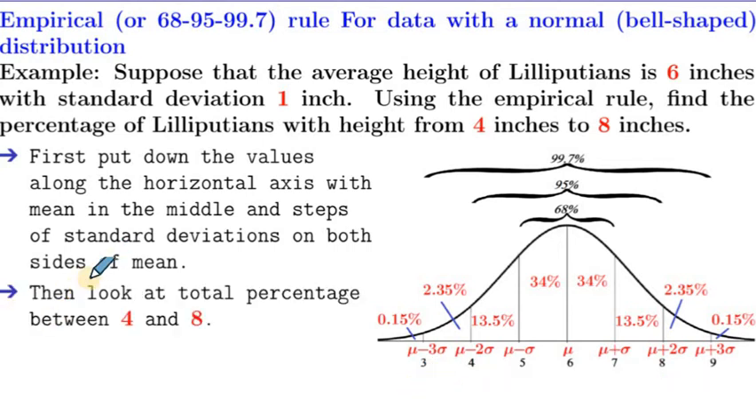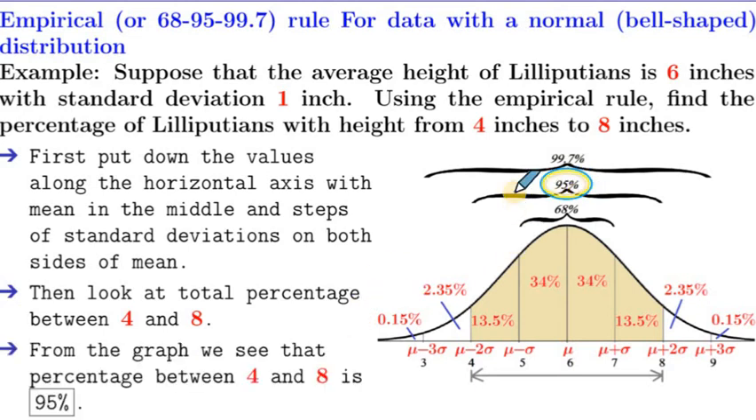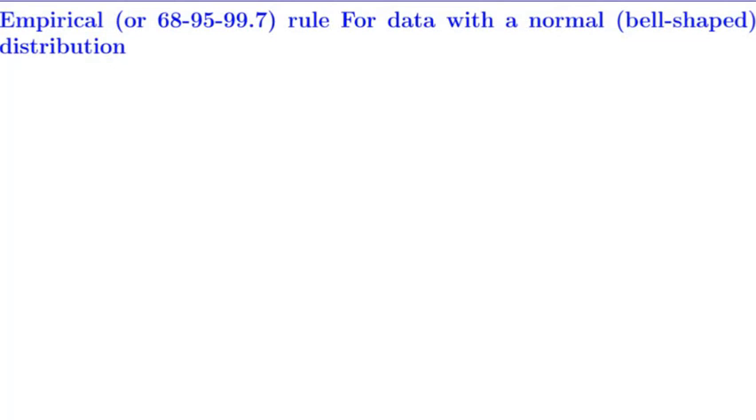Now look at the total percentage between 4 and 8, so from here to here. It is also shown by this line over here, and also shown in percentage over here. From the graph, we see that the percentage between 4 and 8 is 95%. Now let's look at another example.